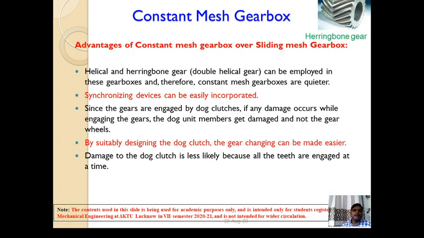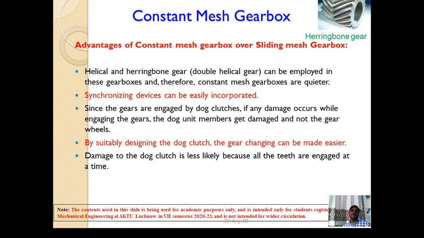So we'll summarize here about the constant mesh gearbox. The basic advantage of the constant mesh gearbox is that helical or herringbone gears, that is double helical gears, can be used in these gearboxes, and therefore constant mesh gearboxes are quieter in operation. They perform their operation with less noise, right? We don't have to move the gears, rather we have to move only the dog gear. A synchronizing device can be easily incorporated.